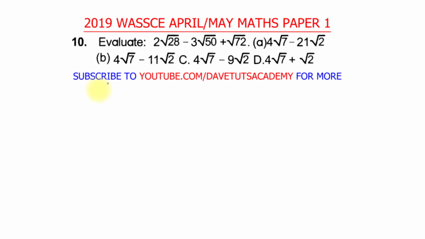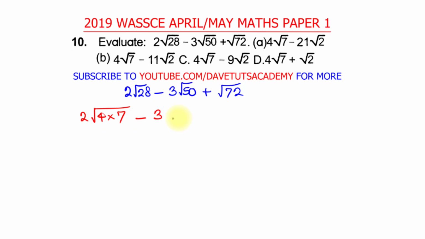So we want to solve 2 root 28 minus 3 root 50 plus root 72. In a bid to simplify this, let's look at the constituent elements of the surds. Particularly, we'll be looking out for numbers whose square root we can find straight away without remaining a surd. For example, 28 is the same as 4 times 7, because you know that the square root of 4 is 2. So that can help us to simplify it.